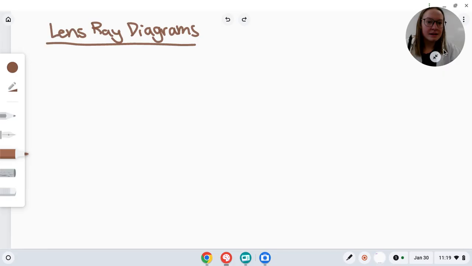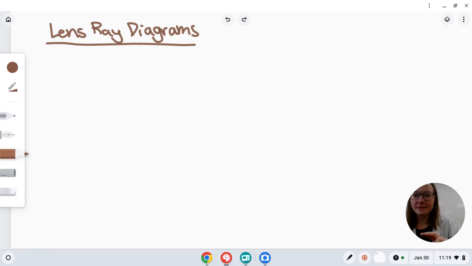Take a look. I'm going to move this down to the bottom. Okay, take a look. Lens ray diagrams. When we draw lens ray diagrams, we will always start the same way that you always started when you drew mirror ray diagrams. And the way that we start is we start by drawing our principal axis. Now you are going to want to do this here with a ruler.